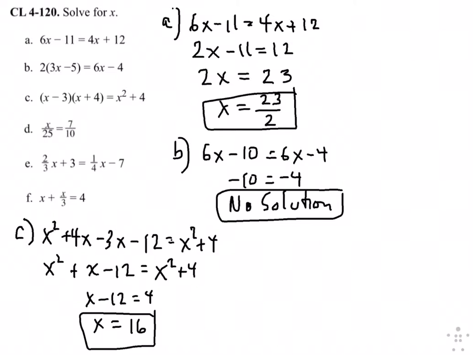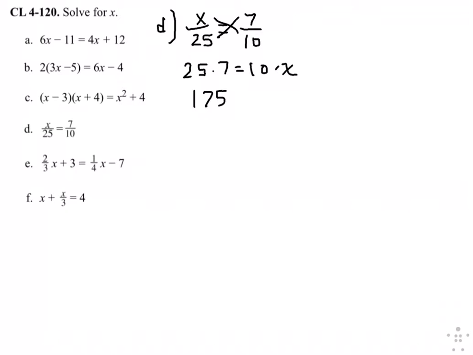Okay, for D, let's make some space. For D, we have x over 25 equals 7 over 10. We could cross multiply, right? 25 times 7 equals 10 times x. So 25 times 4 is 100, so that's 175 equals 10x. And we divide by 10, and we get 175 over 10 equals x.